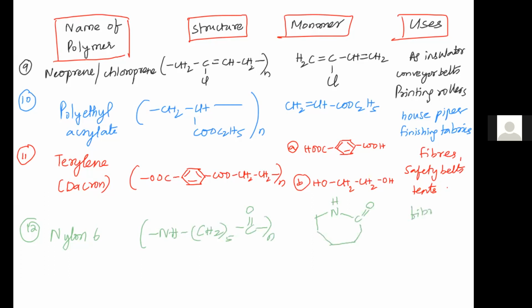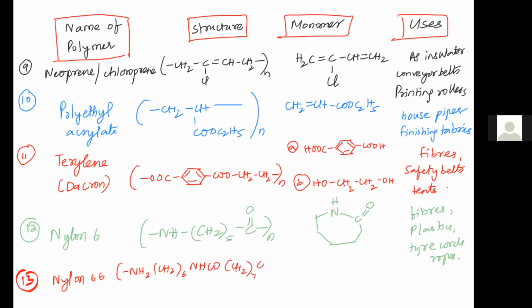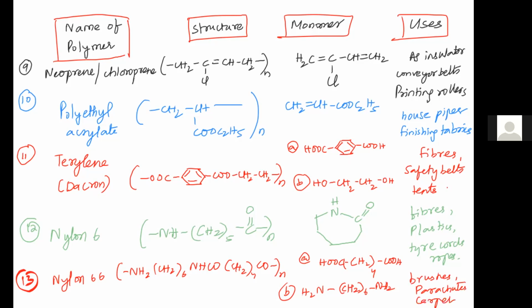Used in making fibers, plastics, tire cords, ropes. Nylon 66, NH2, CH2 six times, NHCO, CH2 four times, CO. Again, there are two monomers. One is HOOC, CH2 four times, COOH. B is H2N, CH2 six times, NH2. This is used in making brushes, parachutes, carpets, ropes.